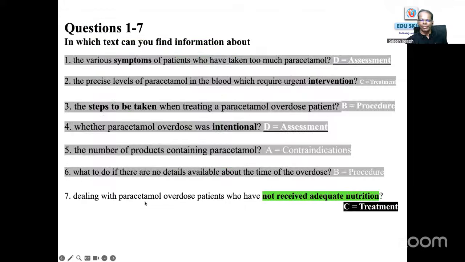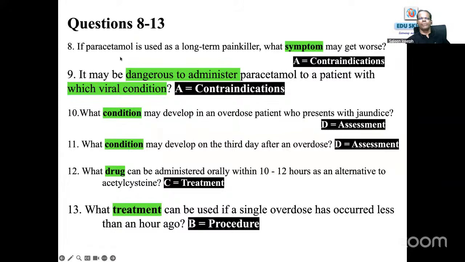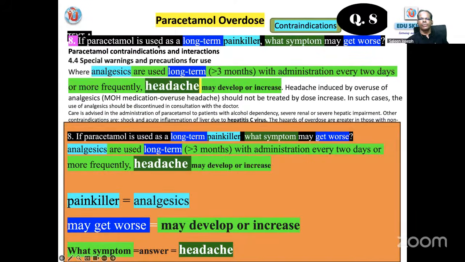Then 7th one, dealing with paracetamol overdose patients who have not received adequate nutrition. You said C. Where is it? Malnourished. Yes, there is a conjunction there, "or who are malnourished." It is here, just to match the headings. Now next, 8, if paracetamol is used as a long-term painkiller, what symptom may get worse? A, you said contraindications.